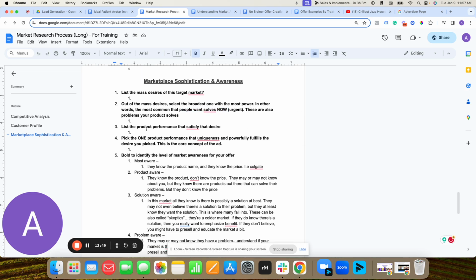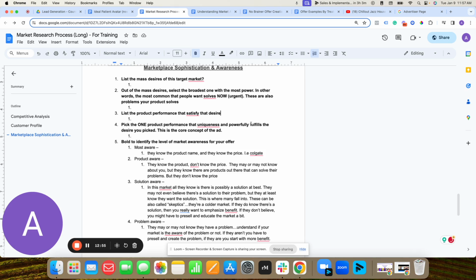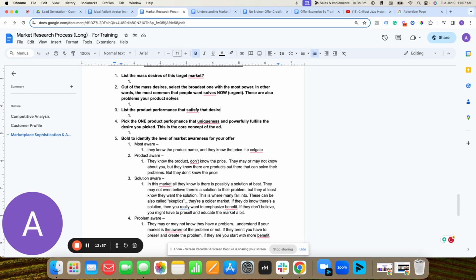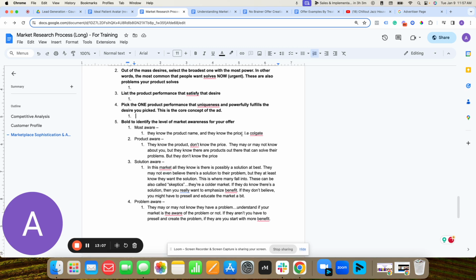List the product performance that satisfies that desire. What is your product going to do that is going to solve that problem for them? Pick the one product performance that uniquely and powerfully fulfills the desire you picked. This is the core concept of the ad that you're going to write. Now, identify the level of market awareness for your offer.